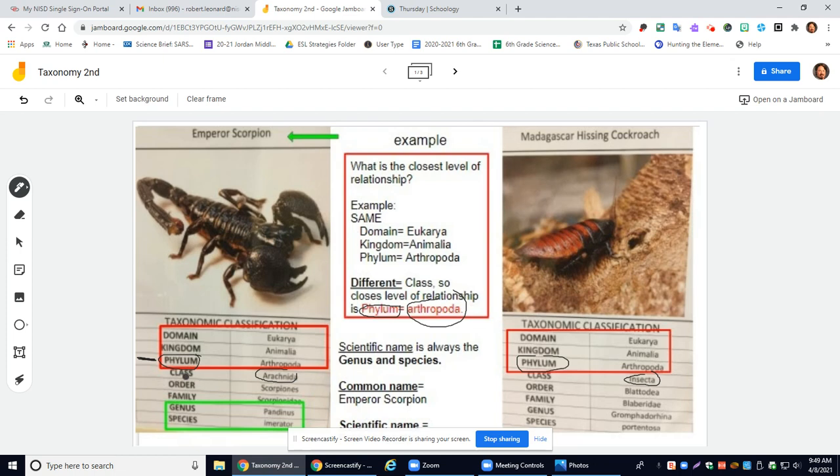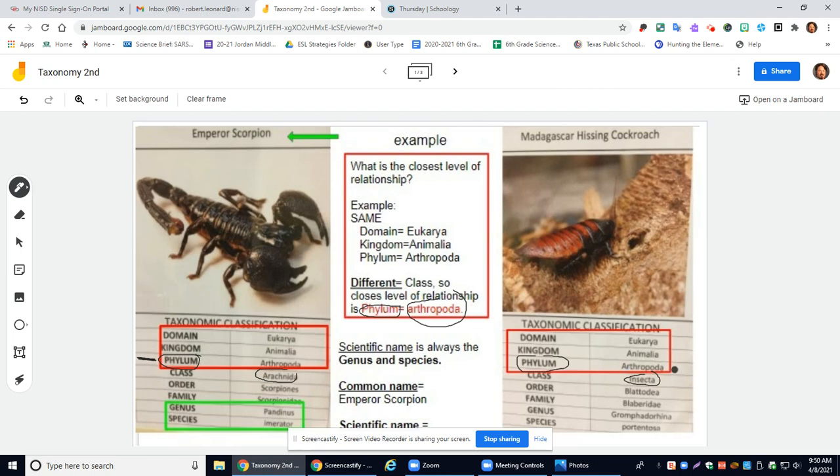Well, the scorpion is in the class arachnid. Do y'all know what an arachnid is? It has like usually 8 legs. Very good, 8 legs. What else is an arachnid? A spider. A spider. Okay, so yes, scorpions are arachnids. They have 8 legs. In this case, 6 legs and 2 pinchers, which count as legs. Whereas the Madagascar kissing cockroach is an insecta. What do insects have? 6 legs. 6 legs. Okay, so that's how they're different.